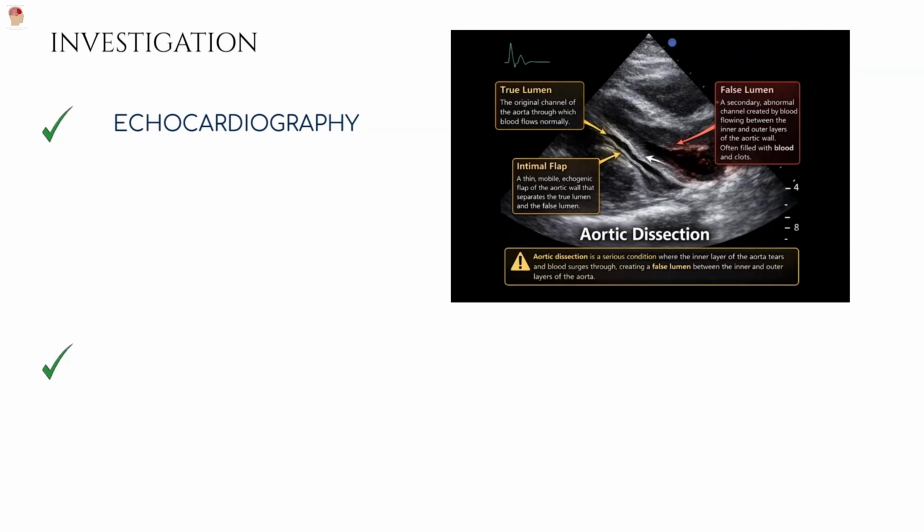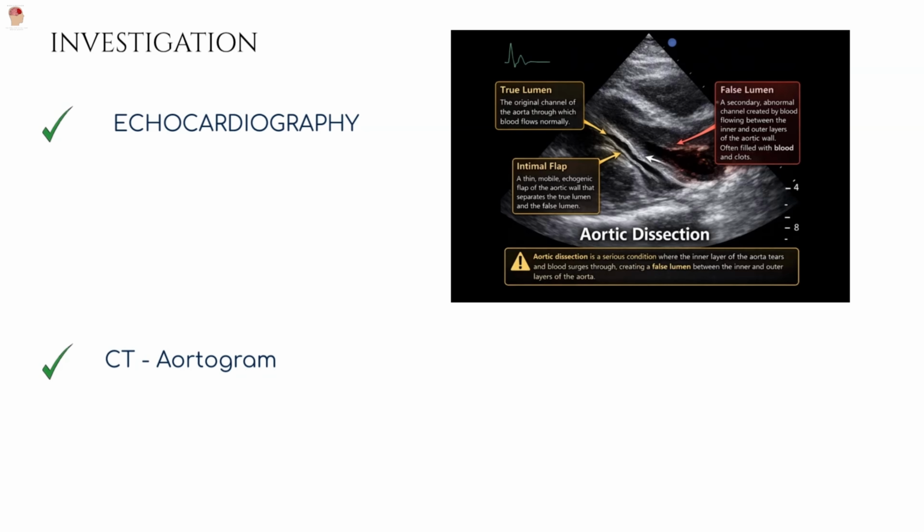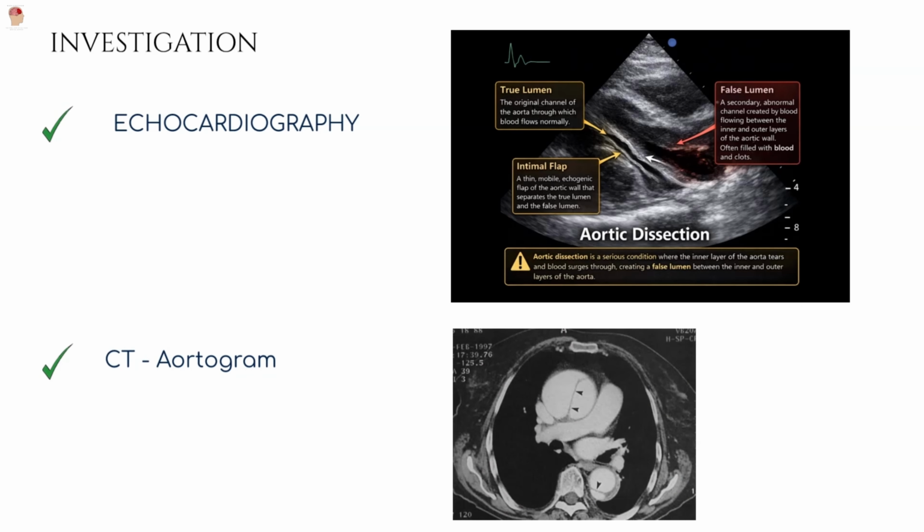But the investigation of choice for aortic dissection is CT aortogram. CT aortogram will detect the aortic dissection in the majority of the cases. You will see a false lumen in the aorta. MR aortogram can also be done for the diagnosis of aortic dissection, but it is time consuming and is not preferred. CT aortogram is thereby the investigation of choice for diagnosing this disease.